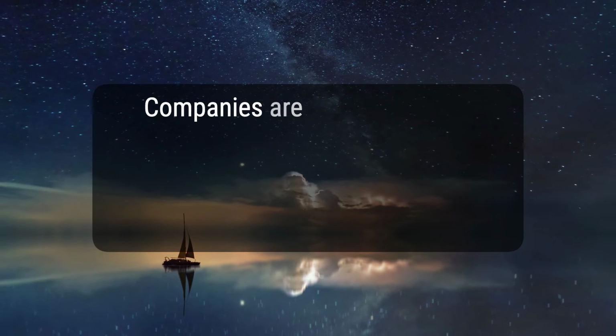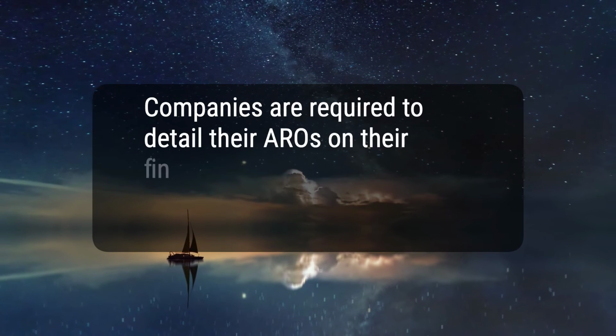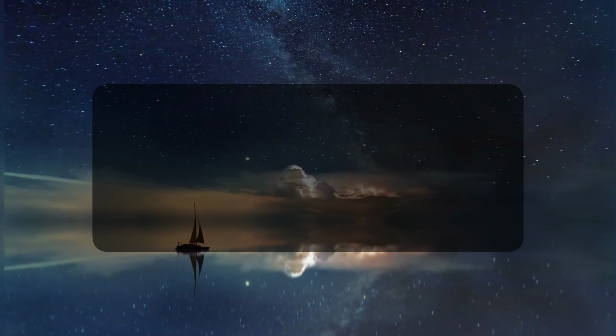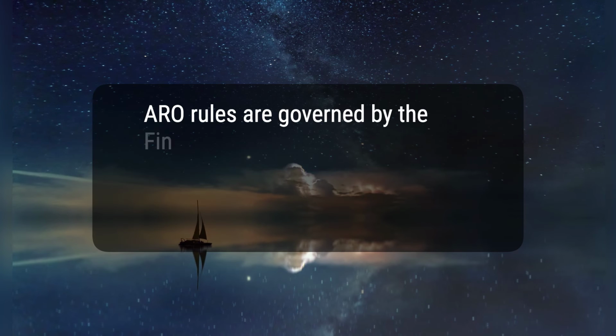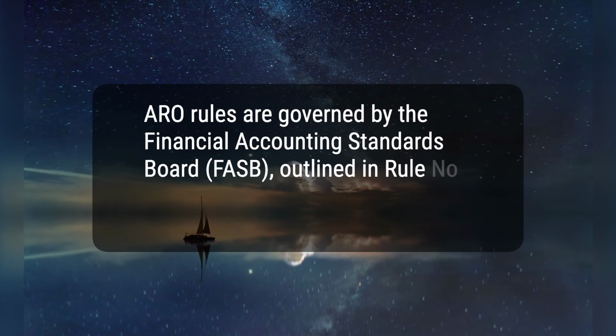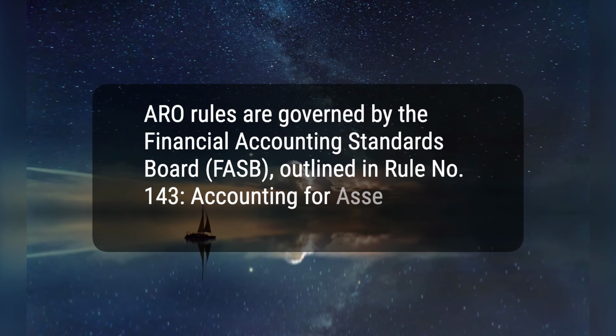2. Companies are required to detail their AROs on their financial statements to accurately portray their overall values. 3. ARO rules are governed by the Financial Accounting Standards Board, FASB, outlined in Rule Number 143, Accounting for Asset Retirement.